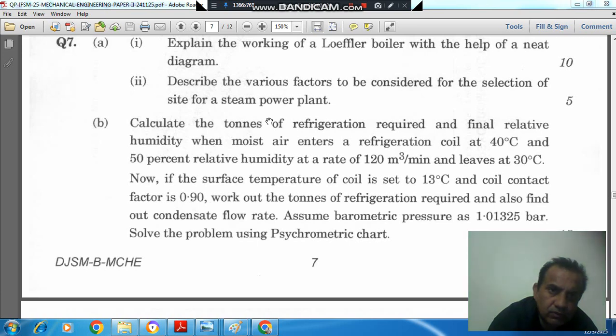Hello, welcome again. We are solving Mechanical Engineering Paper 2 of year 2025 of Indian Foreign Services Mains Exam.